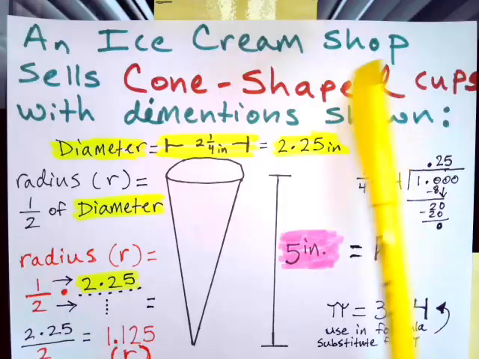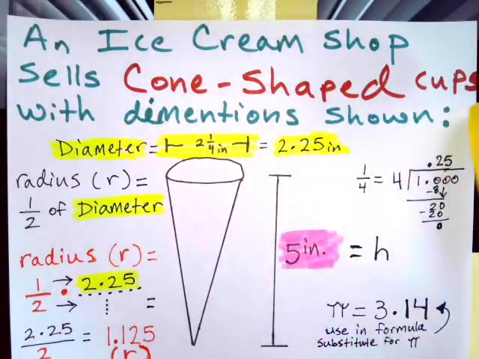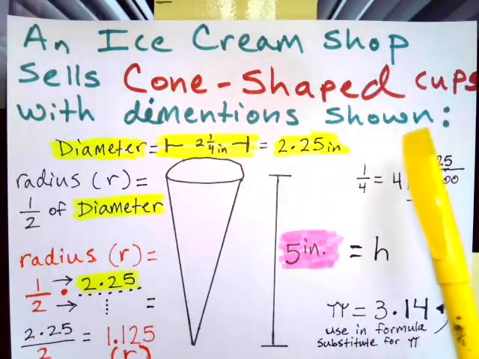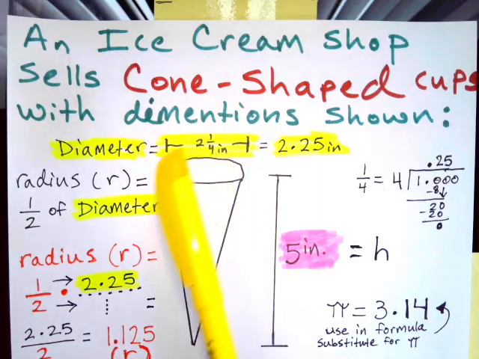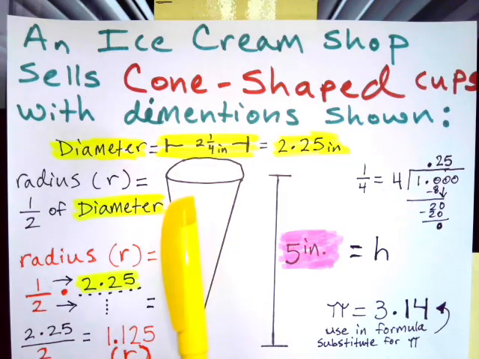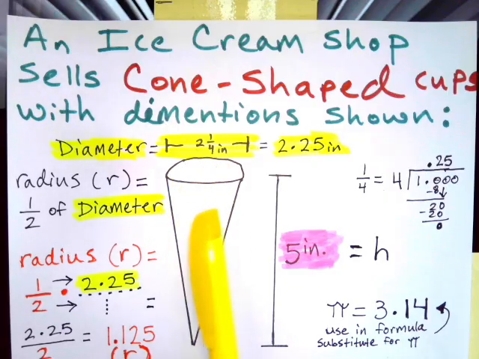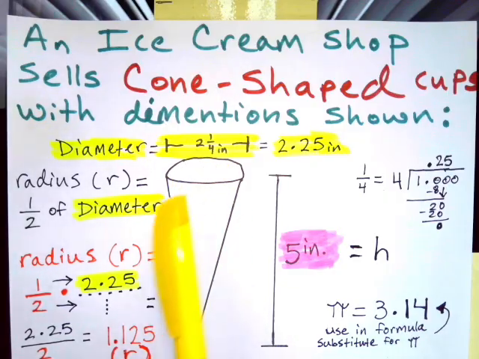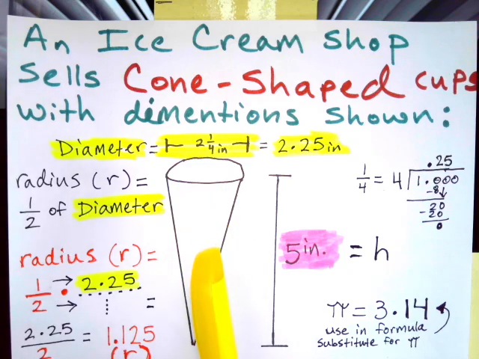An ice cream shop sells cone-shaped cups with dimensions shown below. So remember, here's our cone shape. The volume is trying to fill in this cone. Volume is trying to fill in this cone with, let's just say, liquid, right? Like melted ice cream. How much melted ice cream will fit inside this cone?